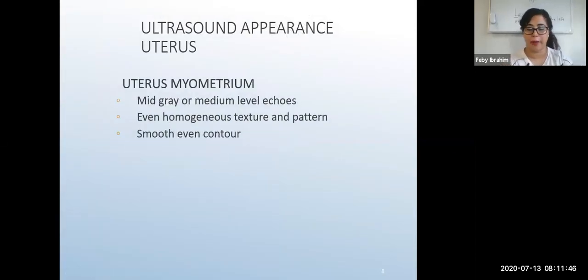For the ultrasound appearance of the uterus, remember we cannot visualize the superficial layer, the serosa, on ultrasound. We see the myometrium and the endometrium. It's mid-gray or medium level echoes. It's a homogeneous texture and pattern. It's a smooth, even contour.